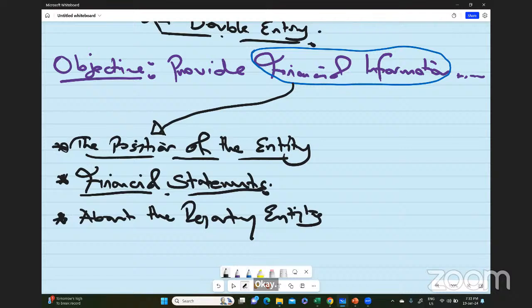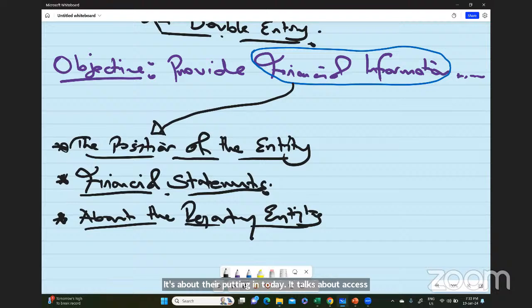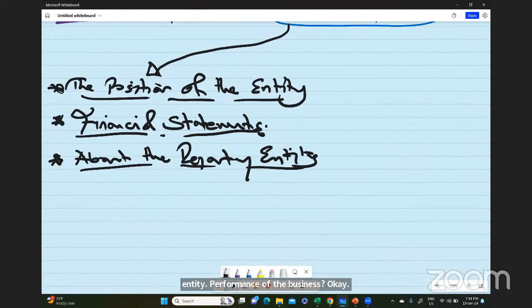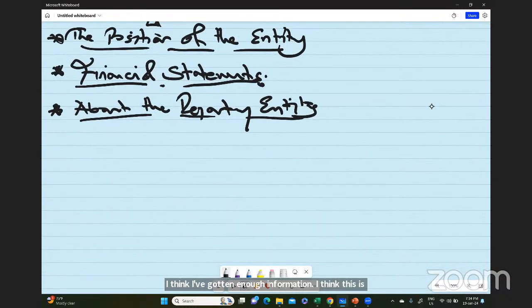About the reporting entity. It talks about assets, liabilities, equity of the entity. And I think that is the position of the entity. Performance of the business. Okay. I think I've gotten enough information. I think this is all correct. And thanks a lot. The position, financial statements of the entity, equity, liabilities, that is okay.